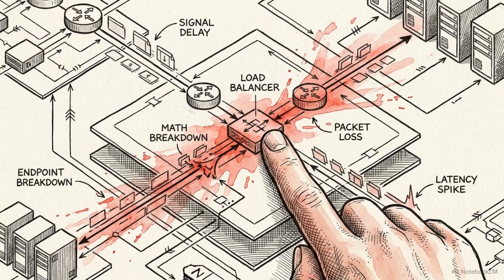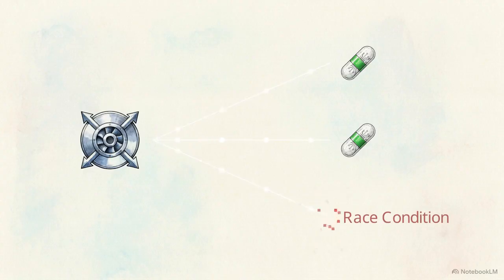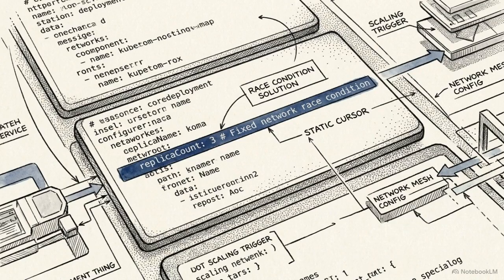But the math breaks down here. When the scheduler kills the old pod, the container receives a SIGTERM signal instantly, but the load balancer endpoint update takes time to propagate across the network. If a request hits the old endpoint during that delay, it drops into a void. The solution to this network race condition is mechanical.